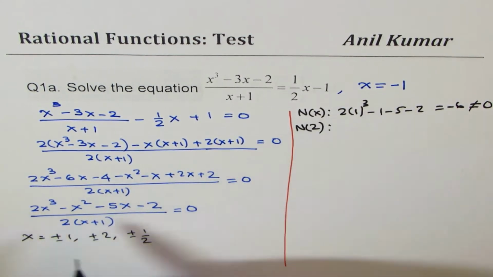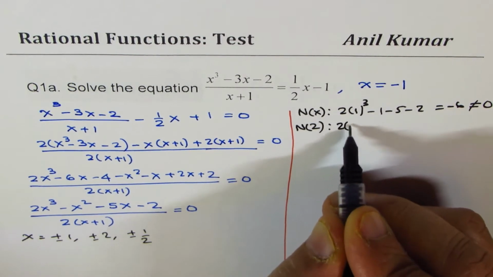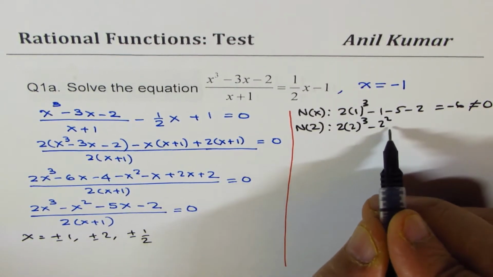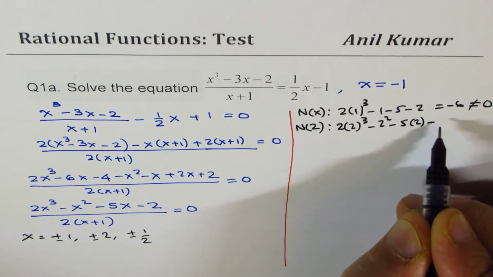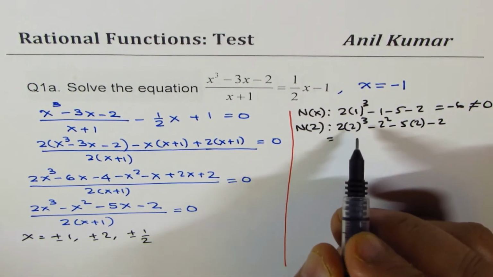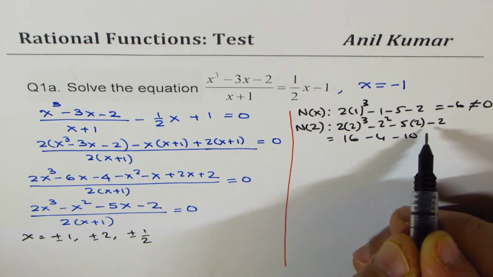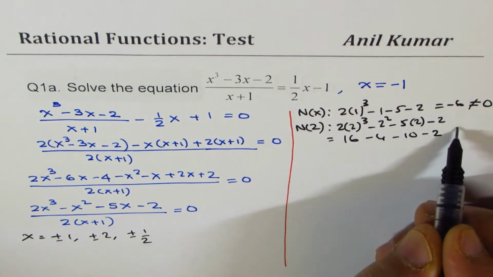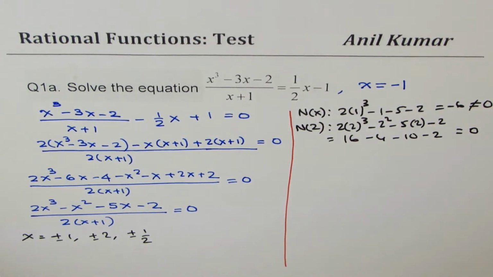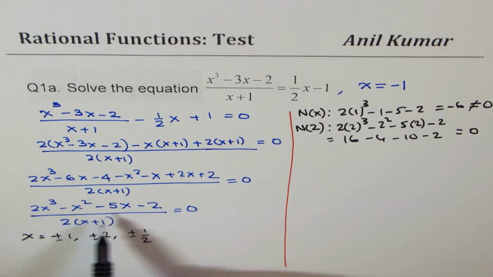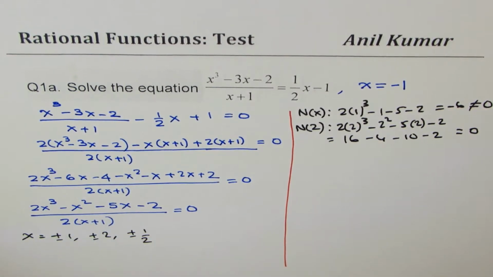So if I try 2, I get 2 times 2 cubed minus 2 squared minus 5 times 2 minus 2, which is 8 times 2 is 16, minus 4, minus 10 and minus 2. So that gives you a 0. So that means at 2 we have a 0. So one of the factors is indeed x minus 2.